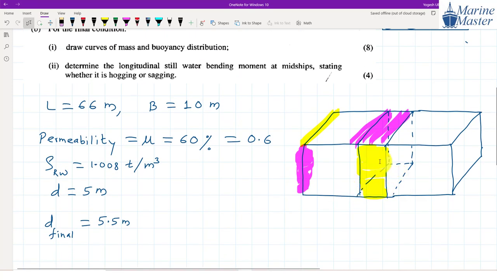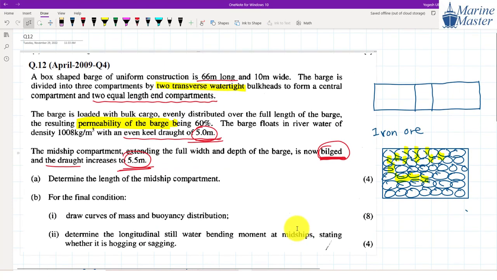This is the midship compartment. In this midship compartment, what is going to happen? Bilging is going to take place, and because of the bilging, water will enter, and then the draft is going to increase by what? Everyone tell me. The draft is going to increase to 5.5 meter. Getting my point?